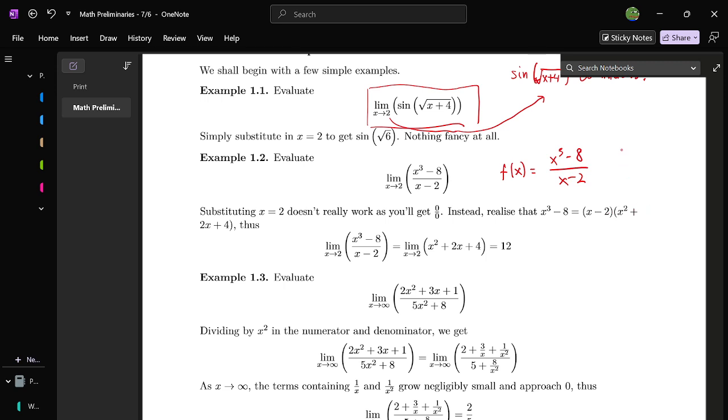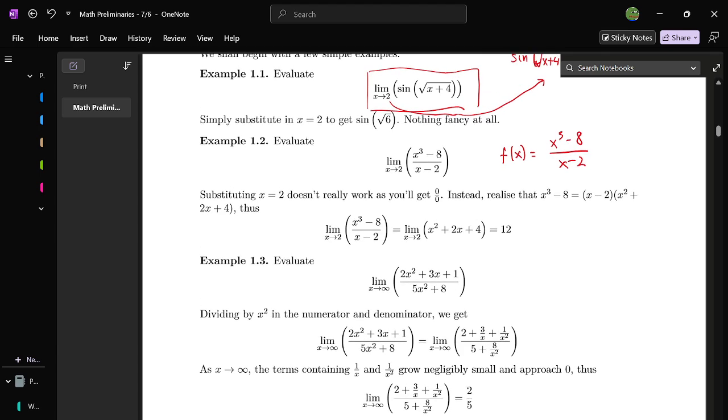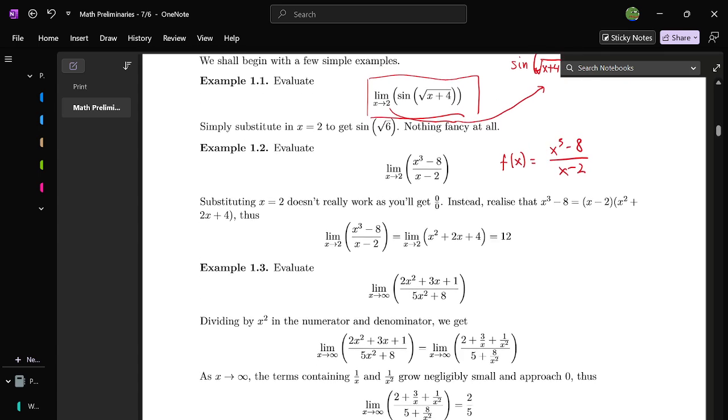But it is the graph of x squared plus 2x plus 4 with a hole at x equals 2, which means that it's discontinuous there. So what you do in this case is you simplify x cubed minus 8 using your difference of cubes formula here. Then you notice that your x minus 2 cancels out. Then you're left with this quadratic, which you can substitute 2 into, and it'll work out to 12.